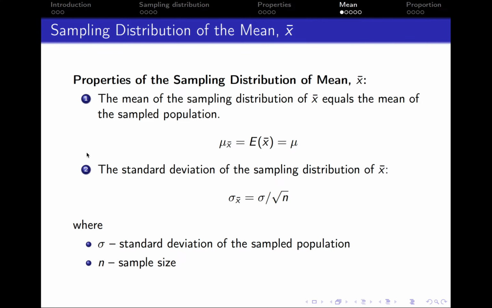So whenever you estimate some mean based on a sample, you can expect this mean to be equal to the mean from the sampled population. Another property is related to the standard deviation of the sampling distribution of the mean, which is calculated in the following way. So standard deviation, so sigma, of the sampled population is divided by the square root of n, which is the number of observations or sample size.